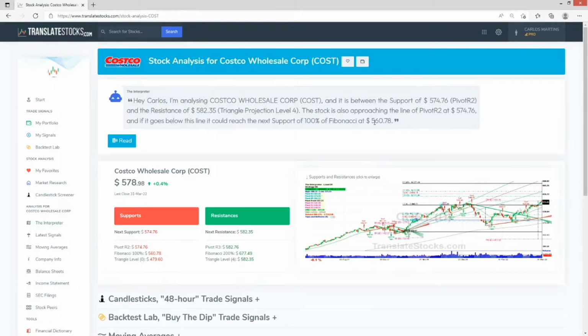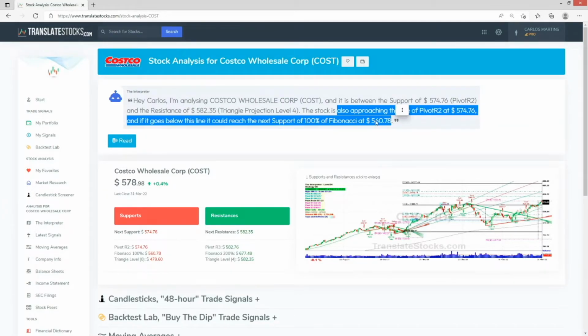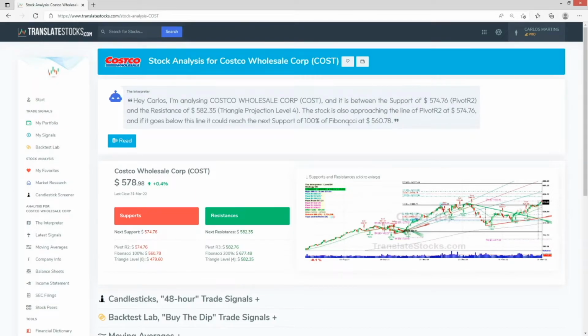In this case, hitting the support of 100% of Fibonacci. Underneath it on the left, we have a better visual of this analysis. We see the next supports and resistances, Fibonacci, triangle levels, and pivot points. And here on top, the interpreter will tell us which one is more likely to hit next. Remembering that knowing which support or resistance is more likely to hit next doesn't mean that's what will happen. But based on statistical probabilities, the chances are higher. So for this, the interpreter will constantly analyze different patterns and test it on history.